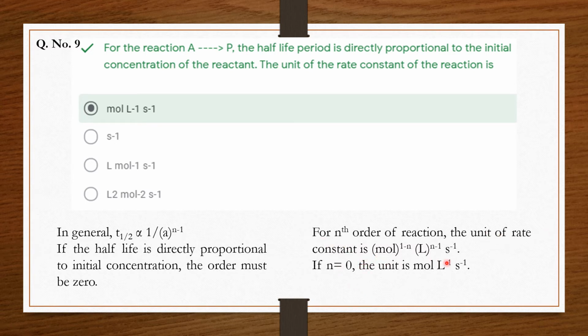For nth order reaction, the unit of the rate constant is, by a general formula, mole power 1 minus n and liter power n minus 1 per second. If n is equal to 0, the unit is mole per liter per second. Here the only trick is this: t half is inversely proportional to initial concentration a to the power n minus 1. Since n is 0 here, it is a to the power 1, that is, t half is directly proportional to a. If you know the order of the reaction as 0, we can calculate the unit of the rate constant very easily, and the answer is mole per liter per second.